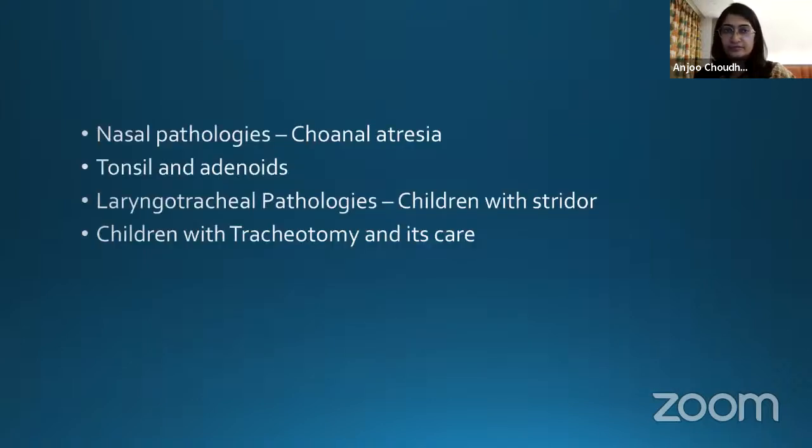So I'll divide my presentation in this flow. First, I'll deal with upper problems like nasal pathologies, commonly seen choanal atresia. Then we go down to tonsil and adenoids, then laryngotracheal pathologies with children presenting with stridor. And in the end, Dr. Parvez asked me to talk about children presenting with tracheostomies because sometimes they come to pediatricians for basic care. So a few points about them.